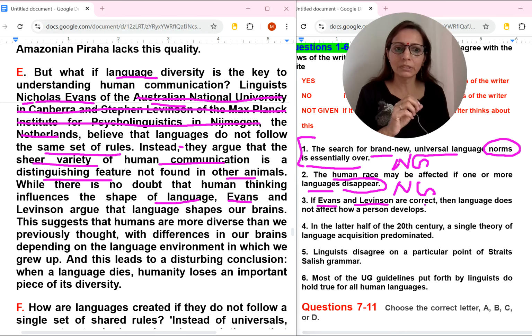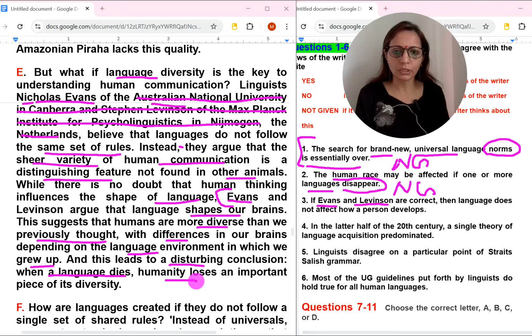If Evans and Levison are correct, then language does not affect how a person develops. Okay, now here Evans and Levison, this is the location for the third question. I think they argue that language shapes our brains. This suggests that humans are more diverse than we previously thought, with differences in our brain depending on the language environment in which we grew up. That leads to a disturbing conclusion: when a language dies, humanity loses an important piece of diversity.